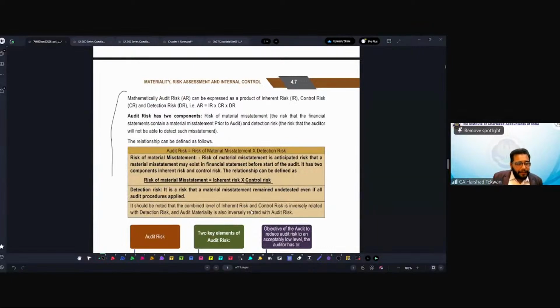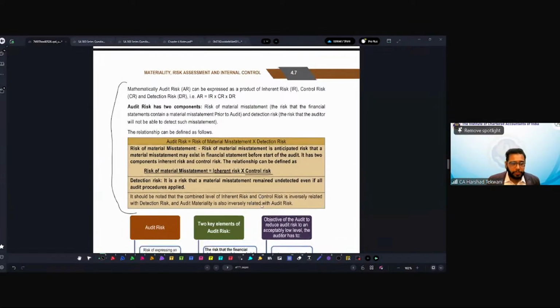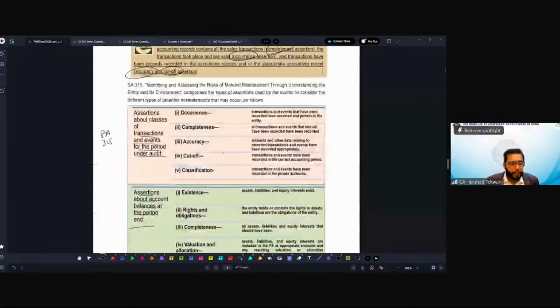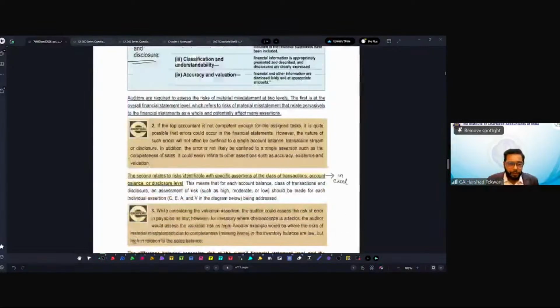The mathematical formula, again, we saw the elements of audit risk, the same way we discussed: inherent risk and control risk and the detection risk. Then you have SA 315 based assertions. We also discussed this one.